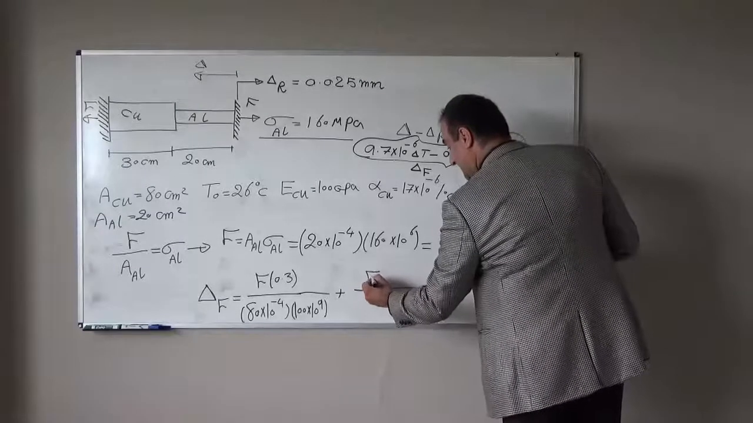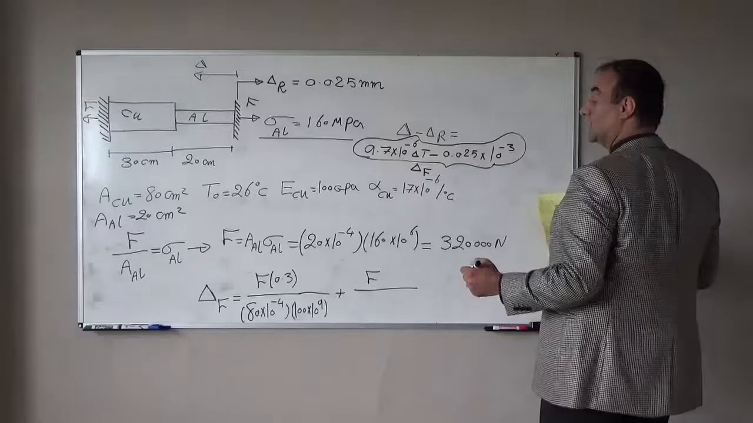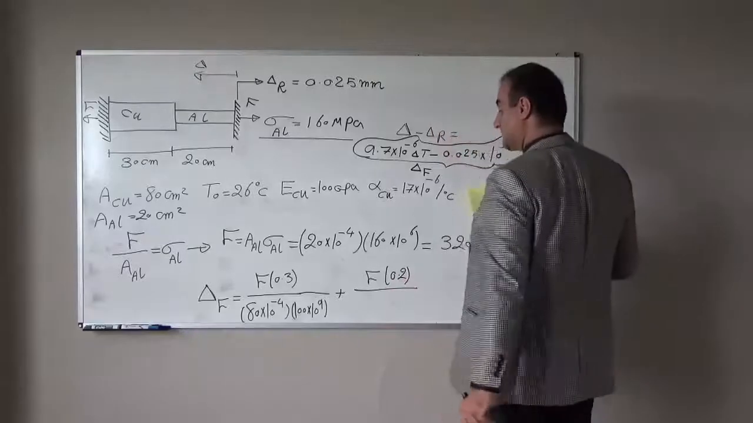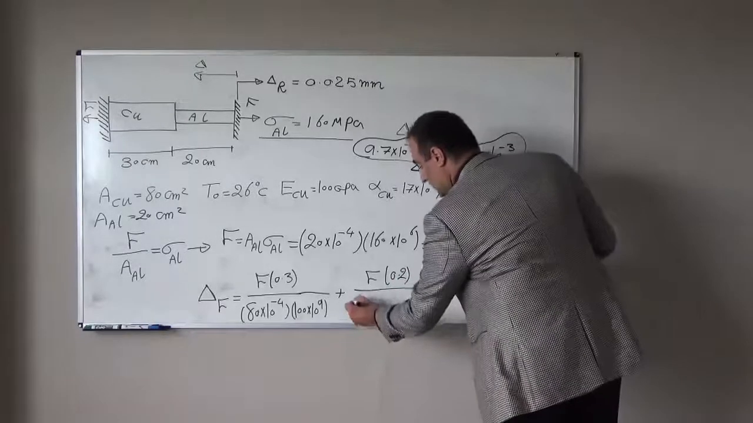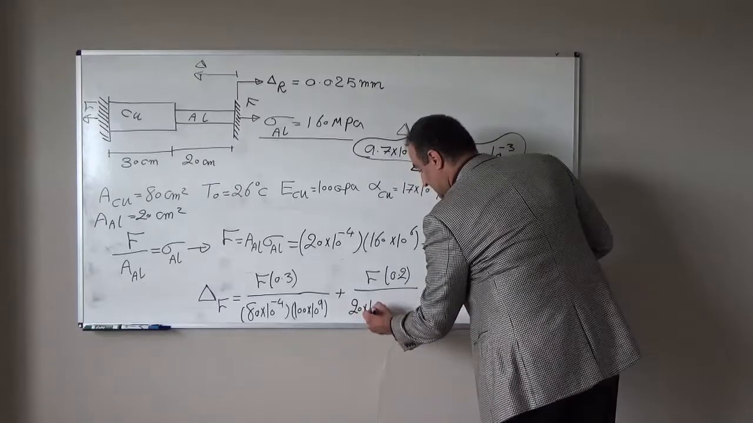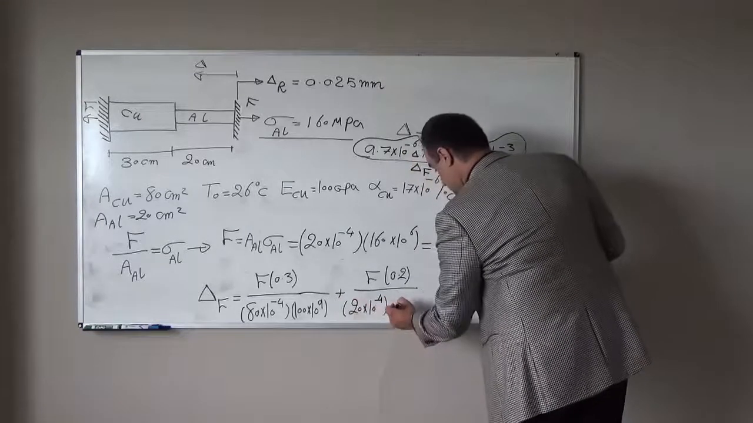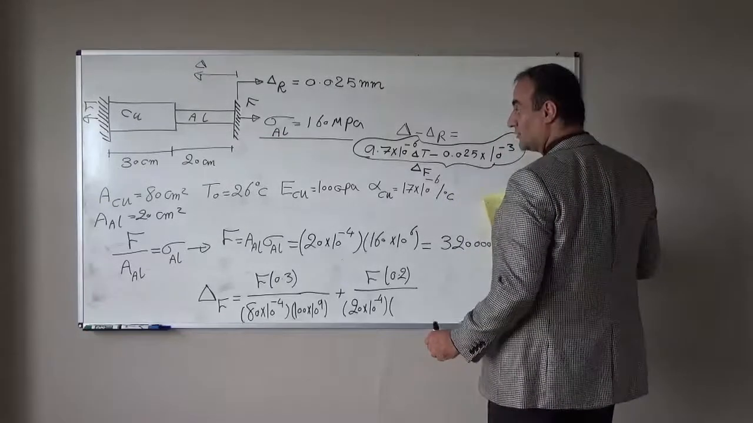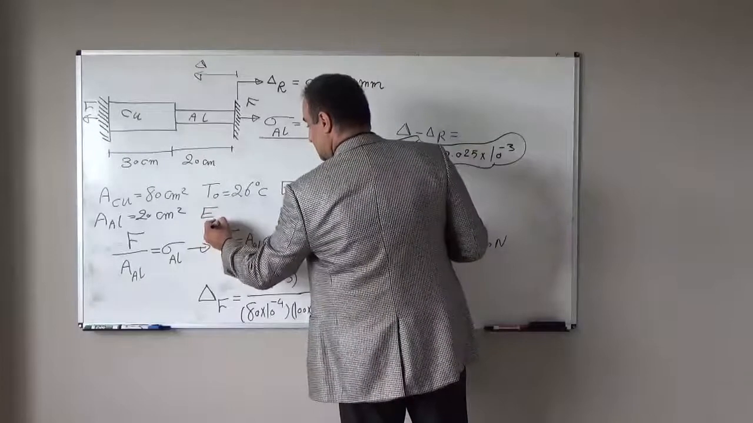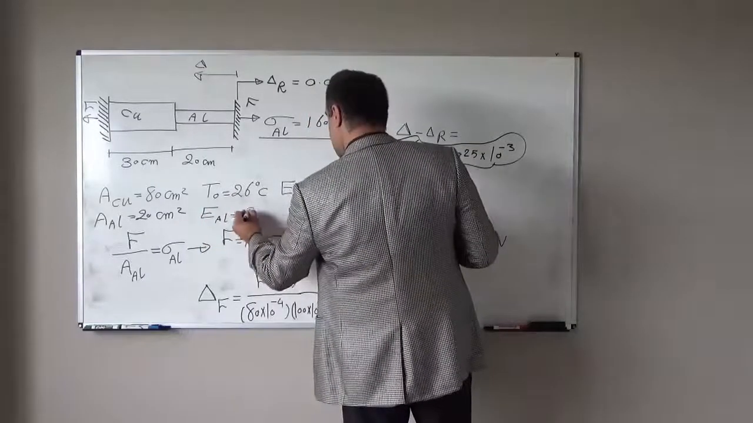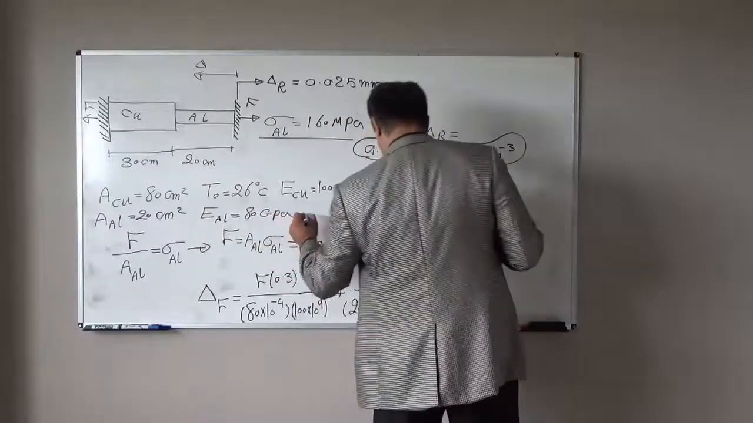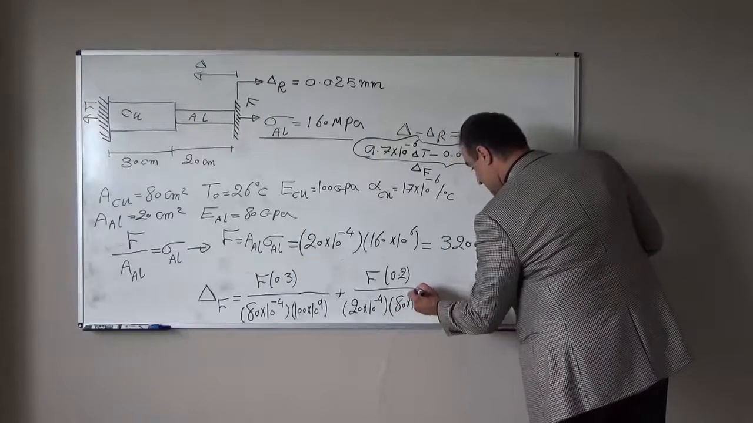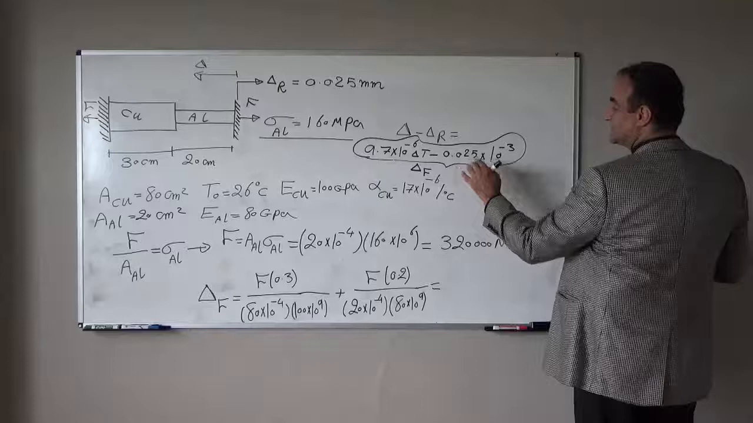plus the same F times the length of the aluminum part, which is 0.2, divided by the cross-sectional area for aluminum, 20 times 10 to the power of negative 4, times the E for aluminum. E for aluminum was equal to 80 gigapascal, so it will be 80 times 10 to the power of 9. That should be equal to this delta.